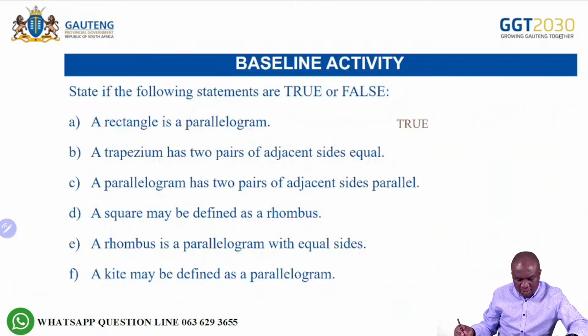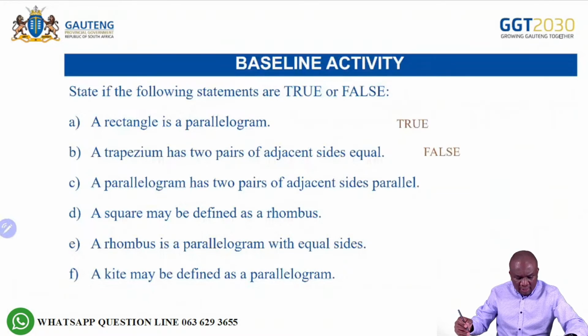A trapezium is two pairs of adjacent sides equal. A trapezium. You remember what a trapezium is? Don't worry if you can't remember that. I'll show you what a trapezium is. No, this is false. It's actually the kite where the adjacent sides are equal. It is the kite, not the trapezium.